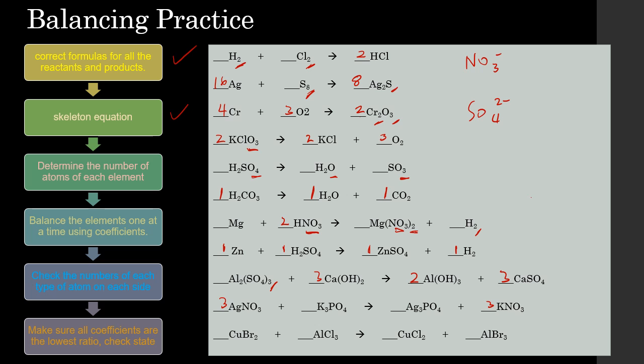And let's have a look. I've got 3 silvers on the left and 3 nitrates on the left. So I've got 3 nitrates and 3 potassiums. That's good, and that's all good. So that's 1 there, that's 1 there.